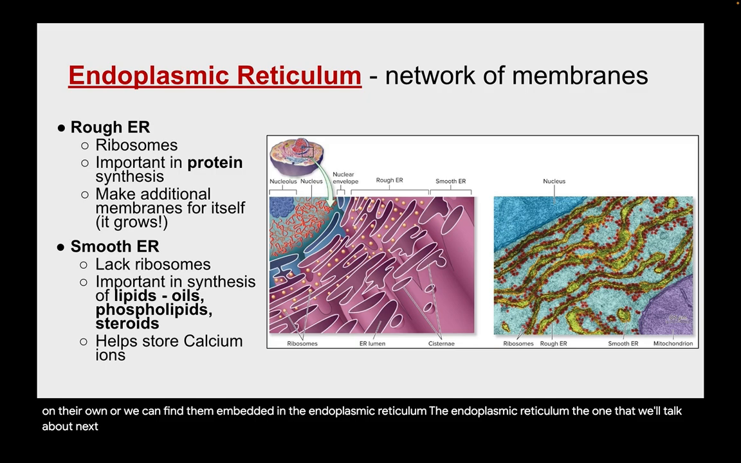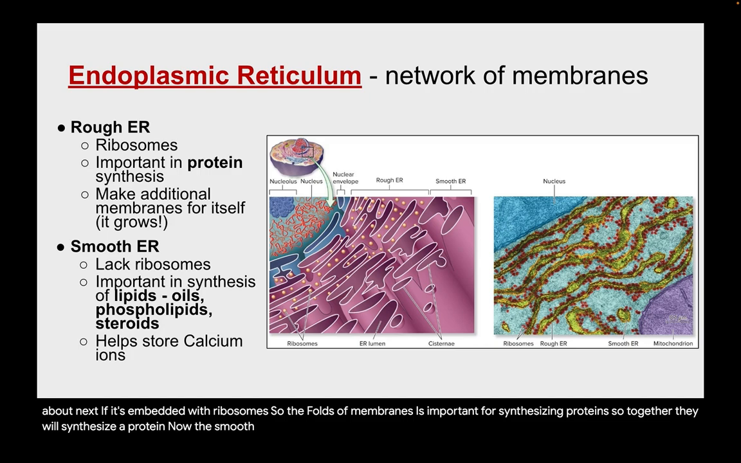This organelle can either be rough or smooth. Rough if it's embedded with ribosomes, smooth if it lacks ribosomes. So the rough ER, it's like a network of membranes, like these folds upon folds of membranes. The rough ER, in conjunction with ribosomes, is important for synthesizing proteins, right? So together, they will synthesize a protein.